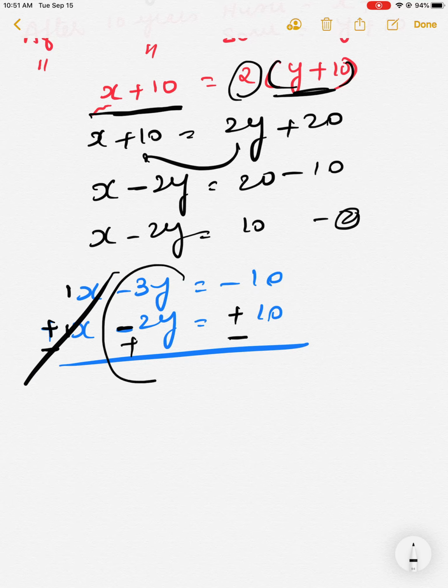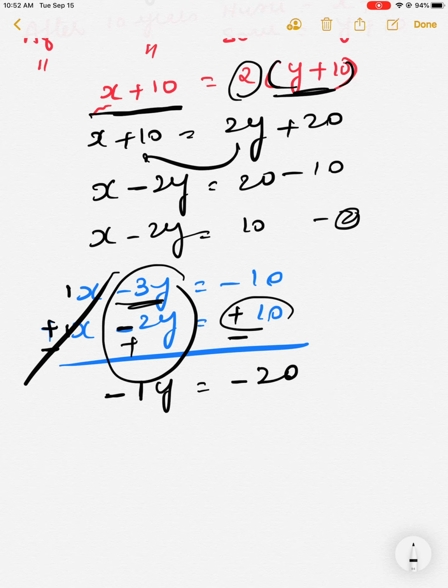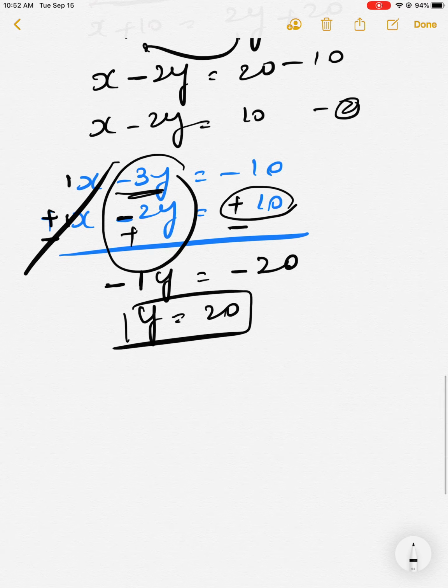So now these are two opposite signs. 3 minus 2 is equal to 1y. The greater number is 3, with minus sign. Both are minus signs, so we have to add. After changing the sign, minus 10 becomes minus 10. Okay, now on both sides minus sign is there, so y is equal to 20. So who is y? y is Sonu. So Sonu's age is 20.